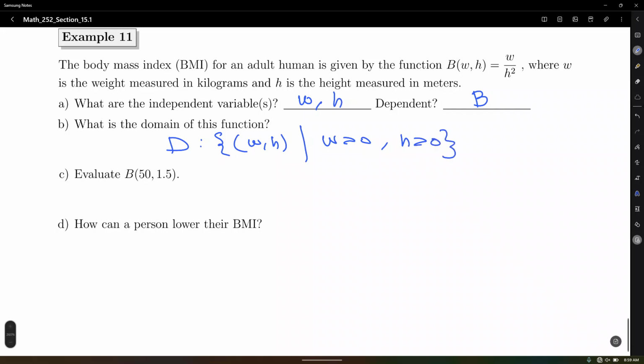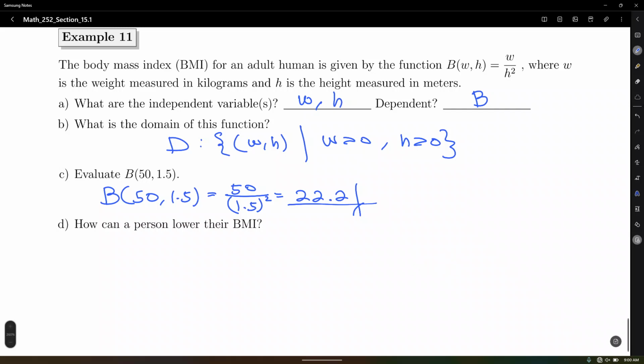They're asking us to evaluate B of 50, 1.5. That is the body mass index for a person whose weight is 50 kilograms and whose height is 1.5 meters. That is B of 50, 1.5. That equals W, that's 50 over 1.5 squared. Using a calculator, that's going to give us 22.2. That's our body mass index.